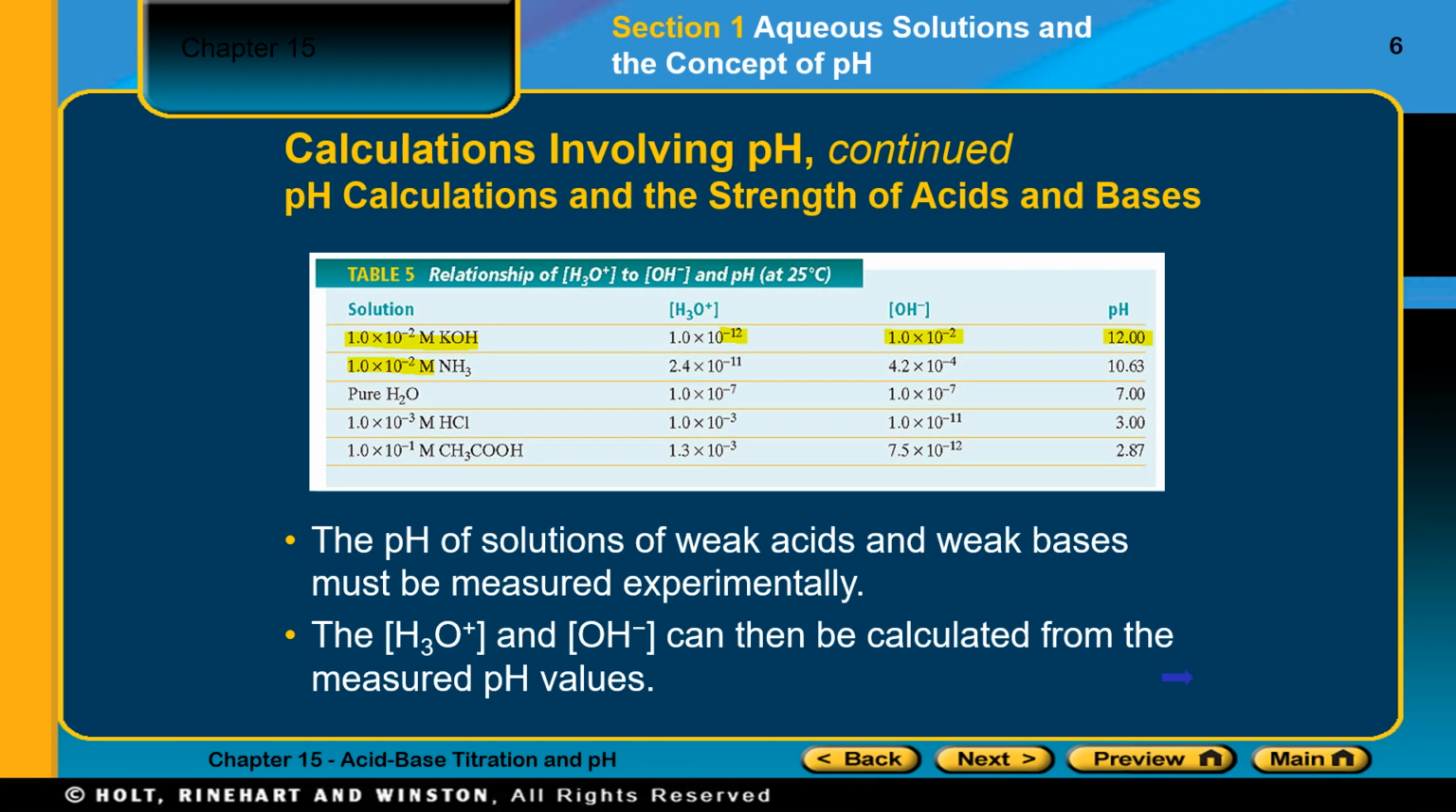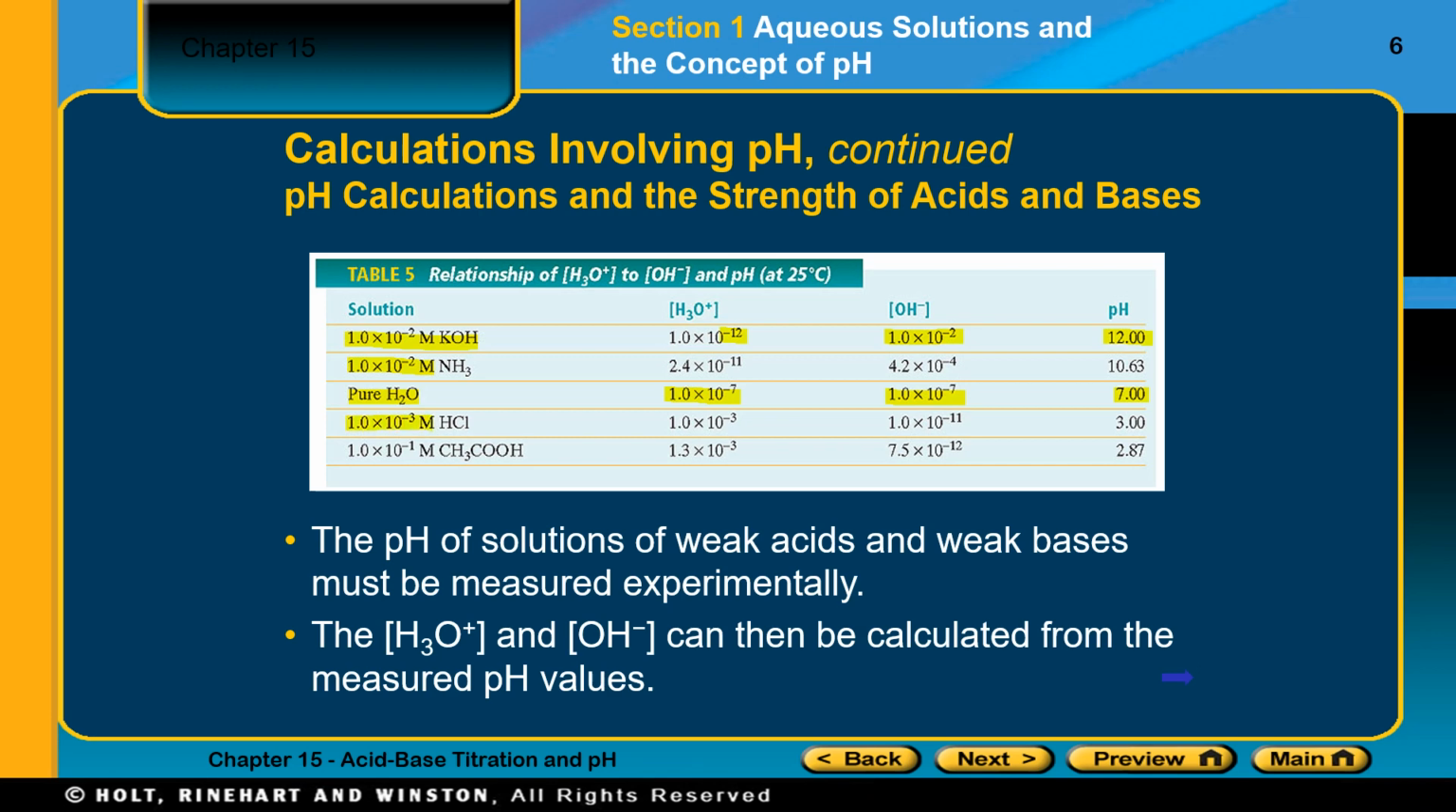And then when we look at the next one, we have pure water. Remember, pure water is capable of self-ionization. We'll have mostly water molecules in solution, but we'll have this concentration of the hydronium ion, and we'll have this concentration of the hydroxide ion. And using the negative of the log of the hydronium ion concentration gives us a neutral pH of 7.00.